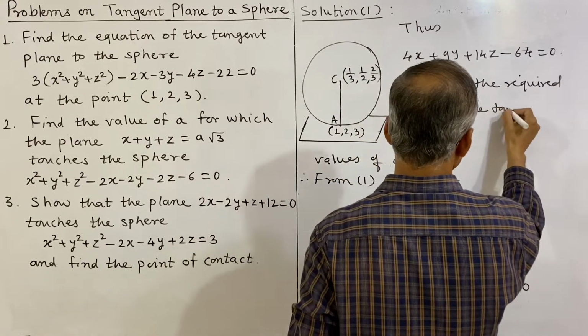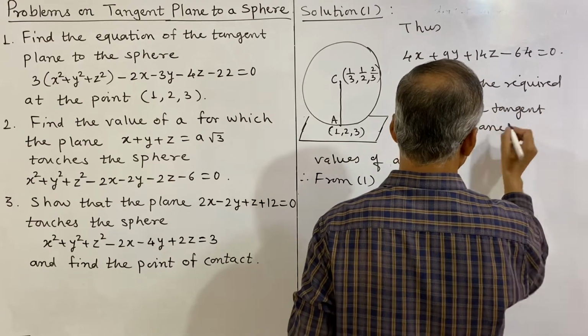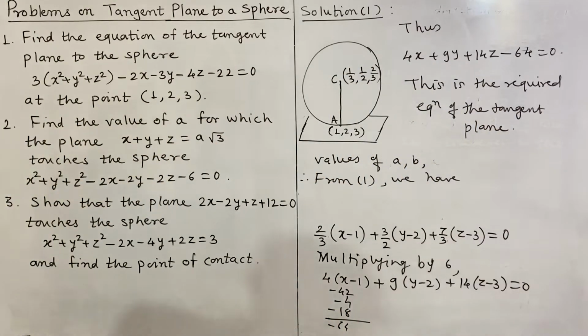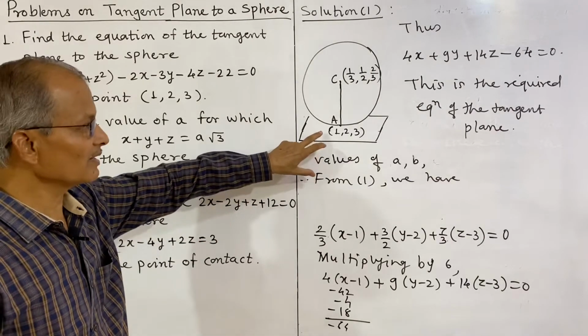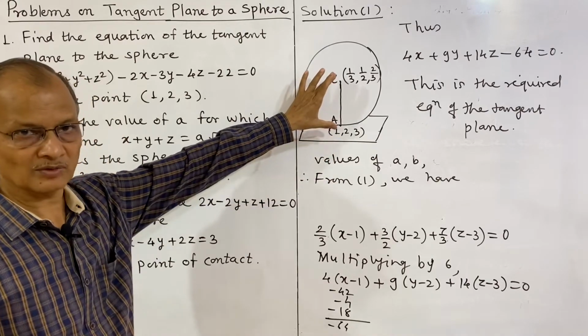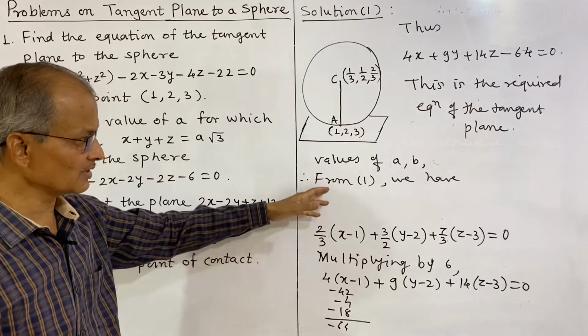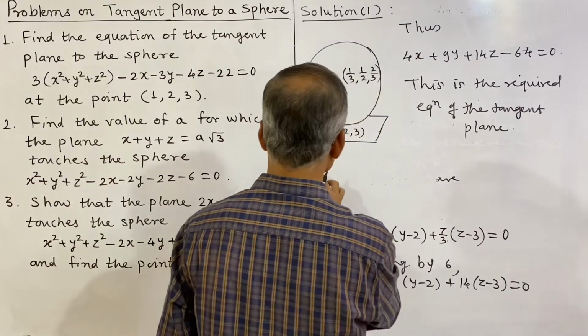So thus we have solved the problem to obtain the equation of the tangent plane to the given sphere when the point of contact is given. We simply wrote the equation of the plane passing through this point, and then we obtained the DRs of the normal and substituted these values in the equation of the plane. So this is the solution for the first problem.